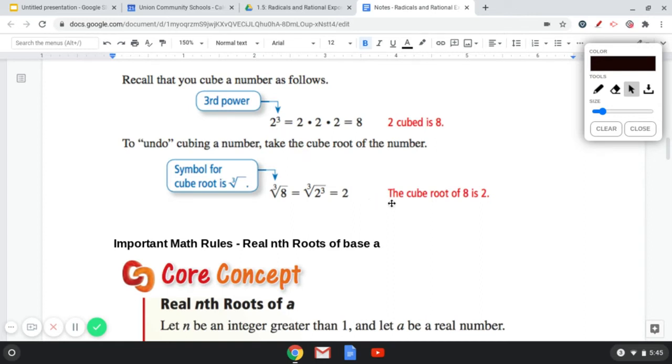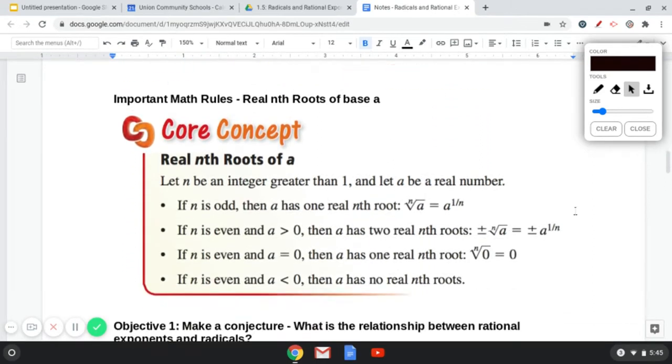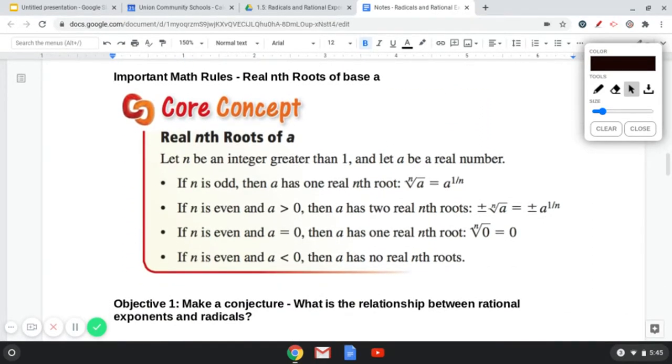So this means the cube root of 8 is 2, which means 2 cubed is 8. They undo each other. All right. Okay. Real roots of a base.